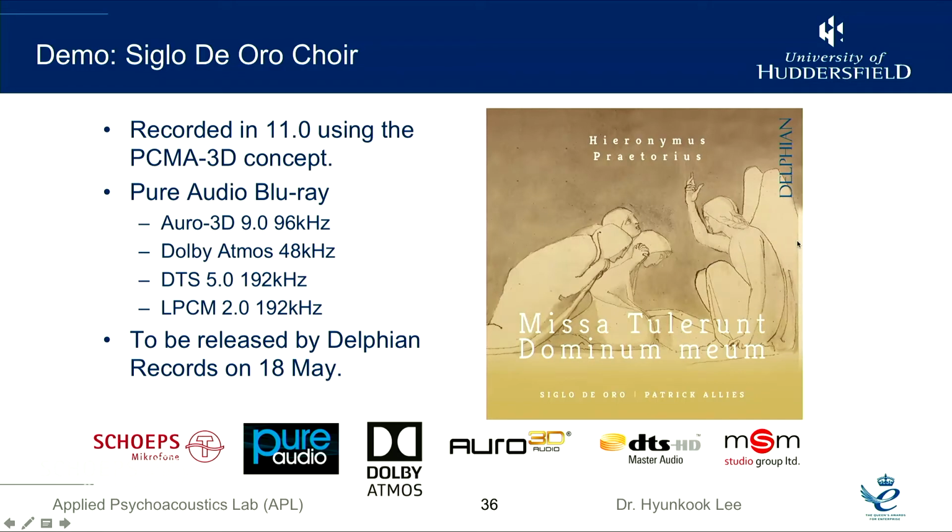So now another demo. I'm going to play a couple of tracks from this album I recorded recently. It's being released as Pure Audio Blu-ray in May. With wonderful support from Schoeps, thanks to Helmut, we got the CCM4 and CCM41 microphones to record this album. It was recorded in 3D, so 11.0 format. So you can select Auro 3D, Dolby Atmos, 5.1, and PCM 2 channels in the Blu-ray disc.